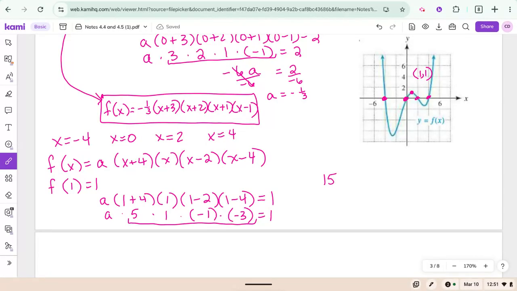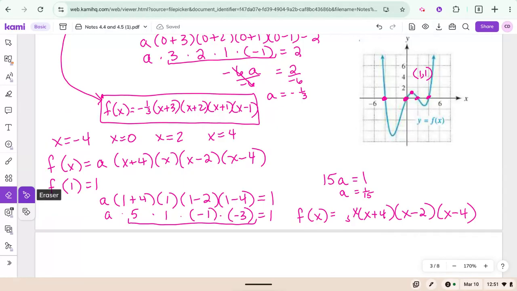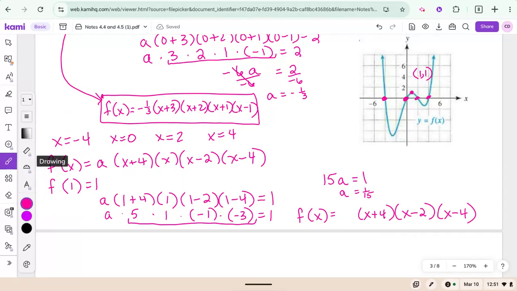So I've got 15 times a equals 1. Dividing both sides by 15, I get a is 1/15. So my answer is f of x equals 1/15, and then my factors. Now I'm going to put x in front this time, because that's normally what I would do. If it's just an x by itself, put it in front with the 1/15. And I didn't write that very neatly, so let me clean it up a little bit. There we go.